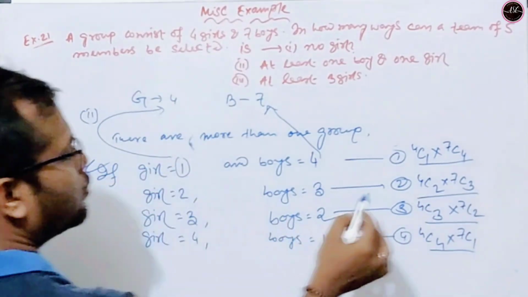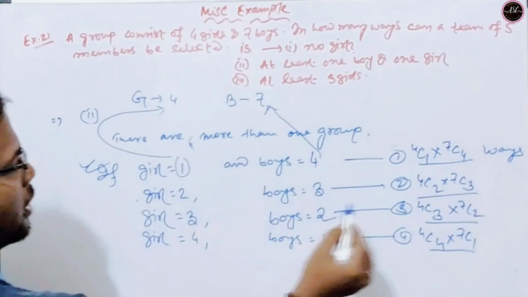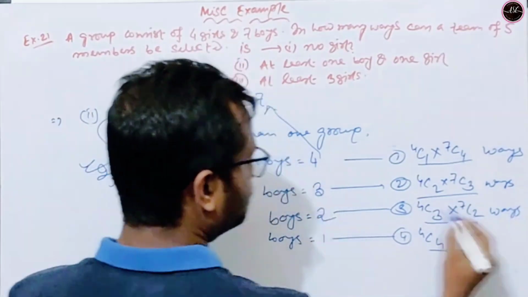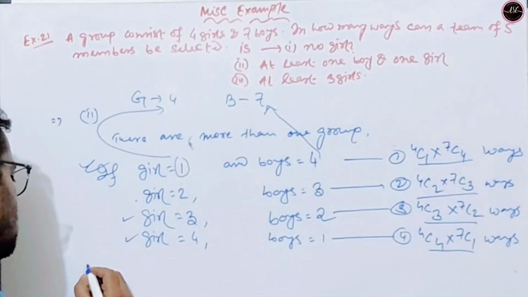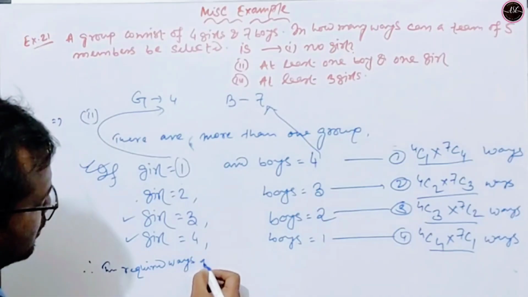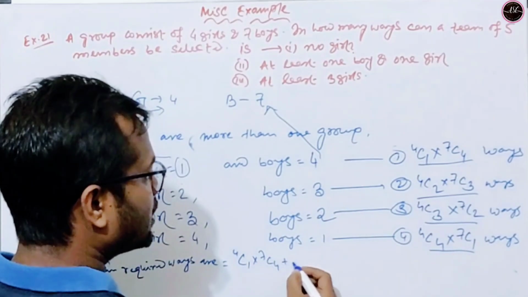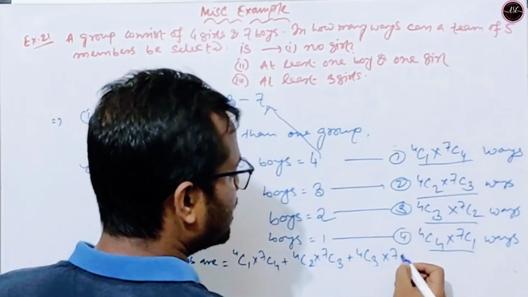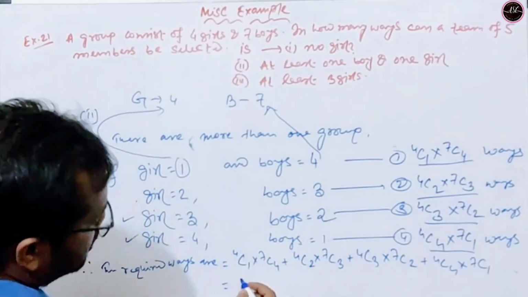Just calculating this, for this group we have these ways. For this group we have these ways. And for this group we have these ways. Summation of these we get the total. So therefore the required ways are equal to 4C1 into 7C4 plus 4C2 into 7C3 plus 4C3 into 7C2 plus 4C4 into 7C1. Just apply the formula.